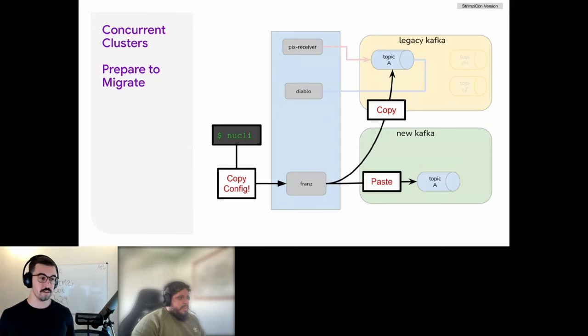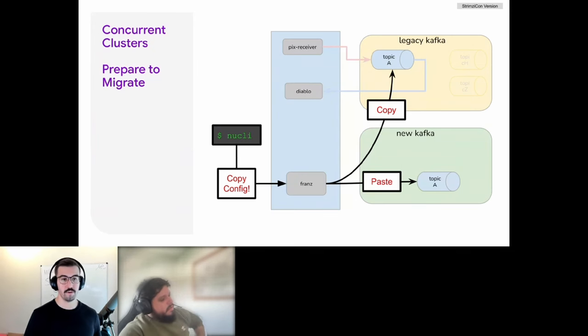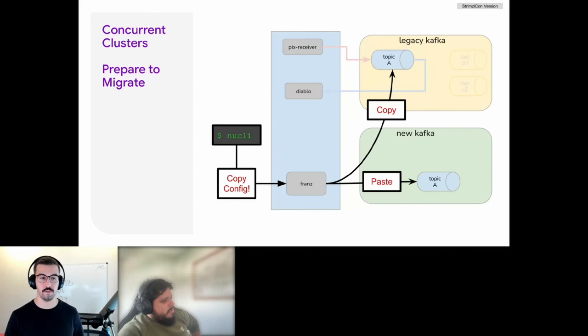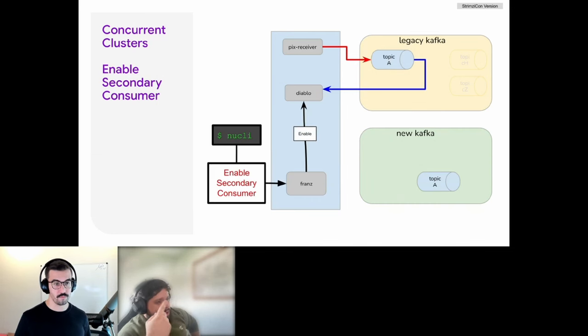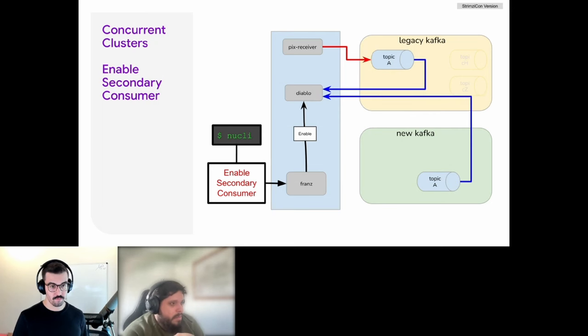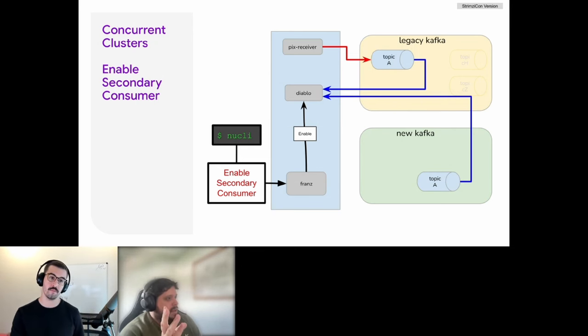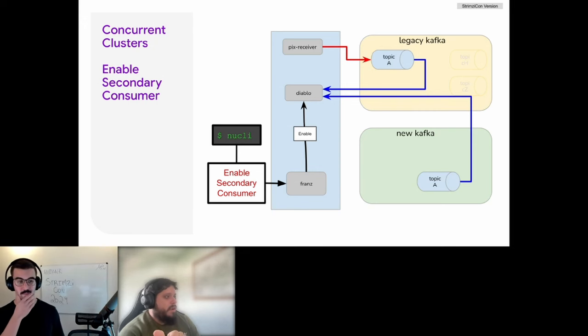So we run some checks here. We basically have to understand if the topic in the legacy cluster fits in the new cluster, so we check if we have the capacity to handle the load. In the next step, Nucli will send a message to France to enable the secondary consumer, and then France will send a command to the consumer. In this example it is Diablo. Diablo will create a connection to the new topic and start consuming from this topic. At this moment the topic doesn't have any message, but the connection to this consumer is already working.